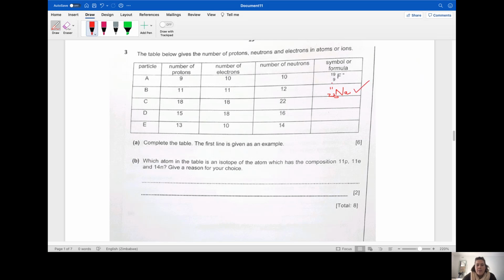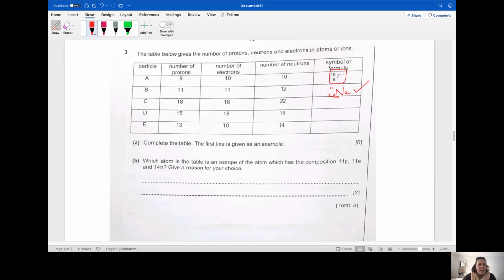Okay, this one, what they've done here, this is an old question. So the proton numbers at the bottom. Our proton numbers are now at the top. If you had put it at the bottom, that's okay. You would have got the mark because you're copying what they've done.